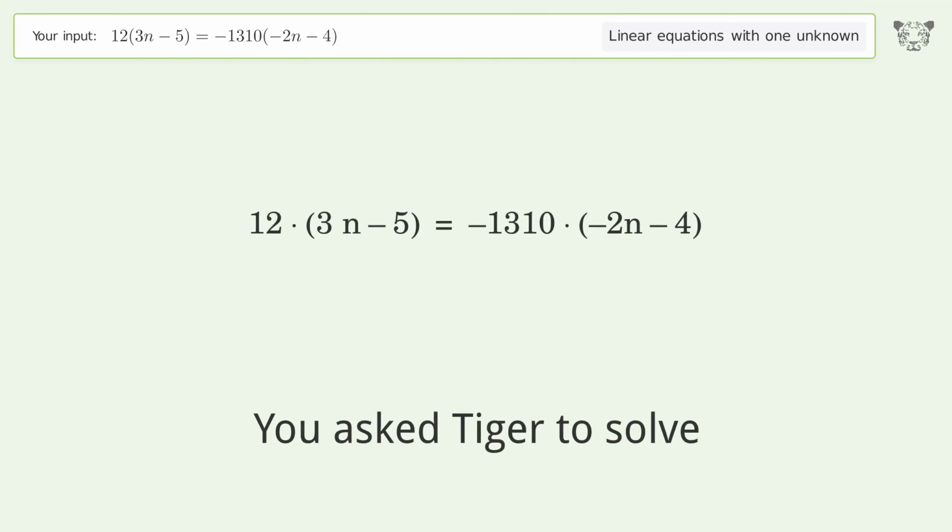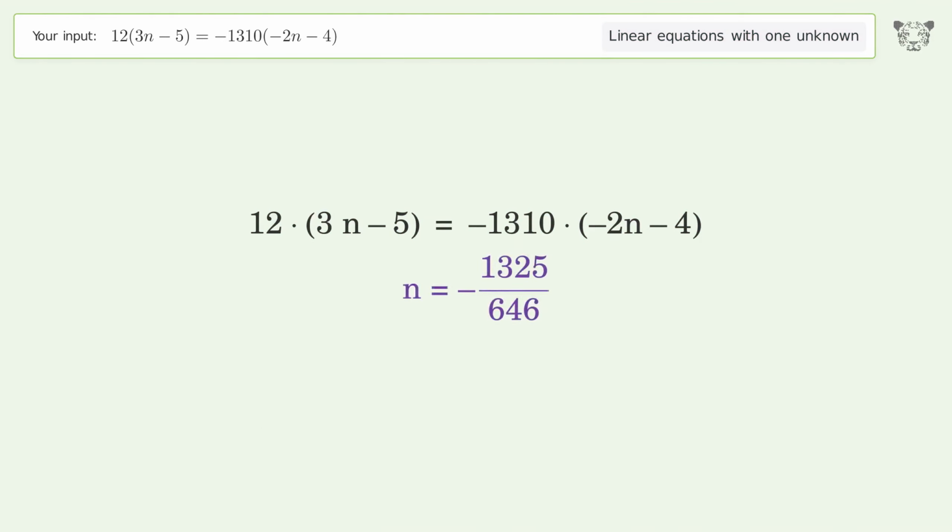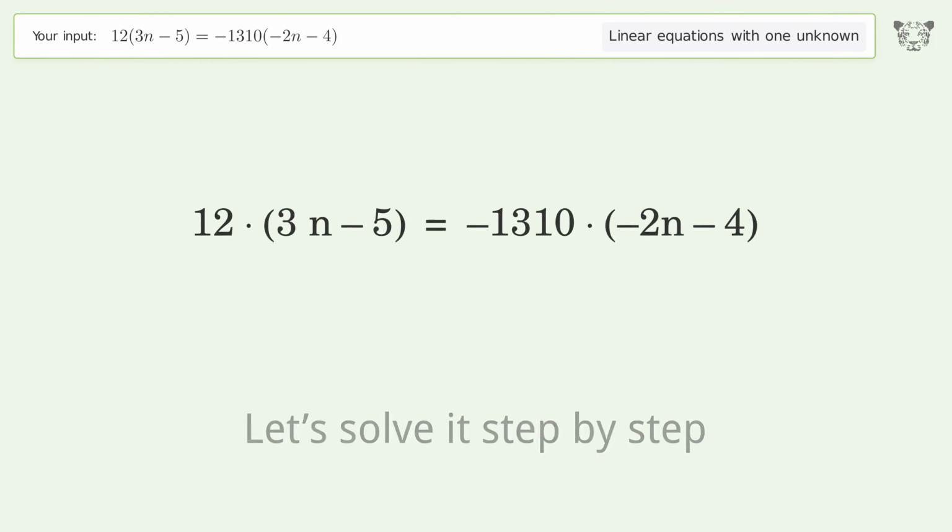You ask Tiger to solve. This deals with linear equations with one unknown. The final result is n equals negative 1325 over 646. Let's solve it step by step.